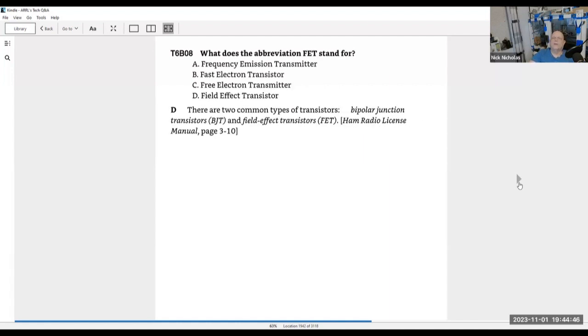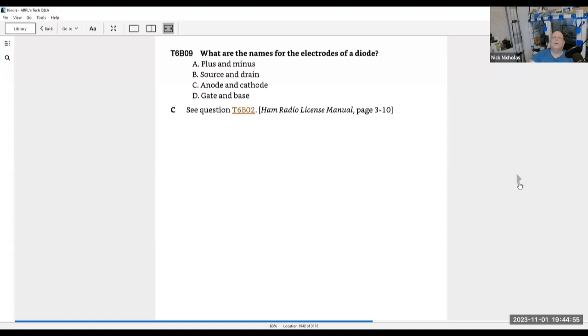What does the abbreviation FET stand for? And I covered this already. Field Effect Transistor. Answer D. What are the names for the electrodes of a diode? Well, there's an anode and the cathode.